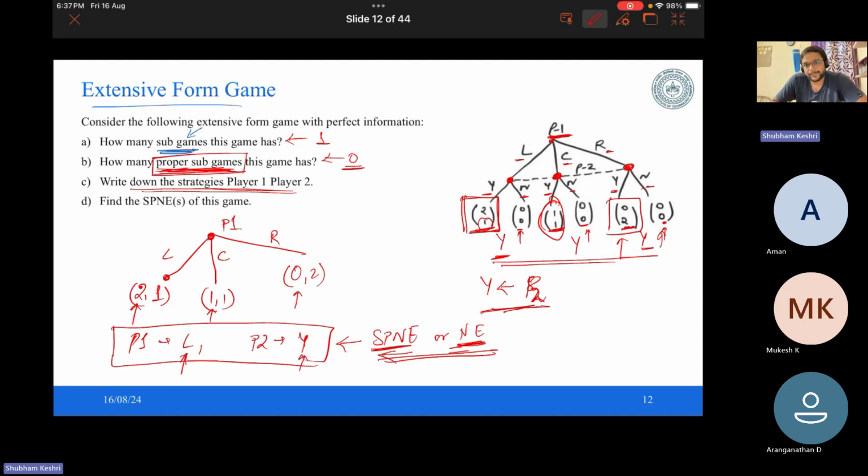Is this all right? If I confuse you, you can just interrupt me and I'll go back and help you. All right. So this is what the Nash equilibrium is. So it will be L comma Y. This is the Nash equilibrium for this game.